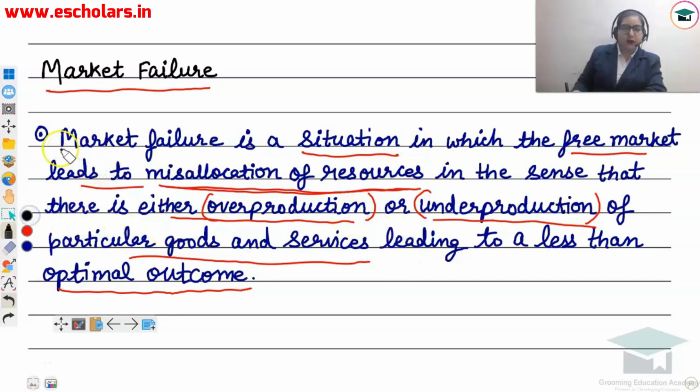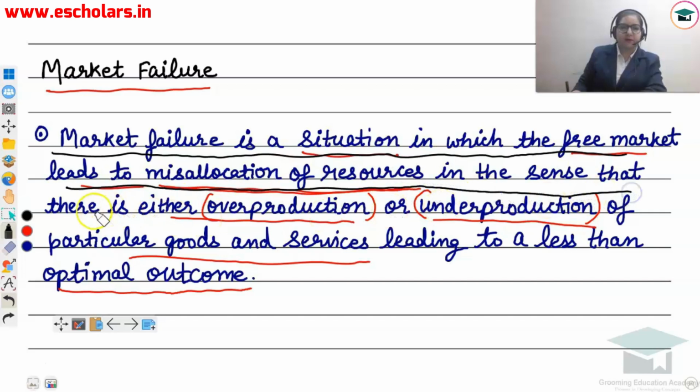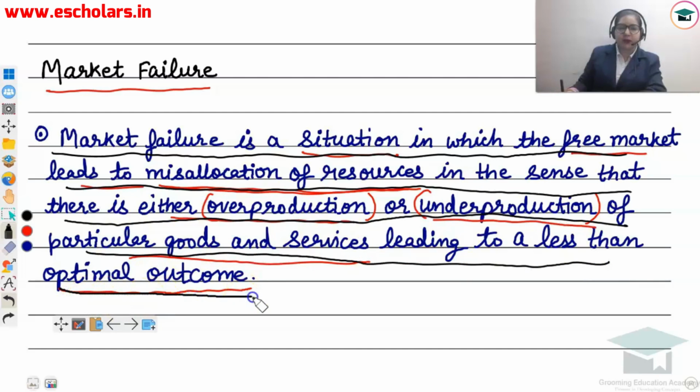Okay, so let's recall it. Market failure is a situation in which the free market leads to misallocation of resources, in the sense that there is either overproduction or underproduction of particular goods and services, leading to a less than optimal output. So basically, market failure is that the market is not able to operate, or you can say generate, optimal output because there is misallocation of resources, which leads to either overproduction or underproduction of certain goods and services. Students, this is all about the meaning of market failure.